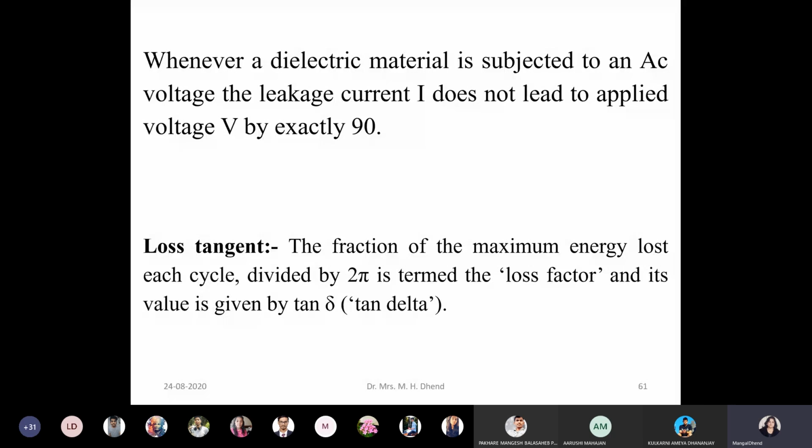Whenever a dielectric material is subjected to an AC voltage, the leakage current I does not lead the applied voltage V by exactly 90 degrees. So what is meant by leakage current? Suppose this is a capacitor and we are applying voltage across the capacitor. Try to understand the significance of the dielectric loss. Now I have given voltage across the capacitor.